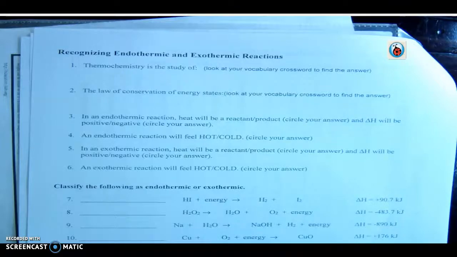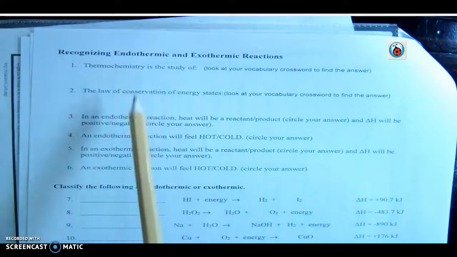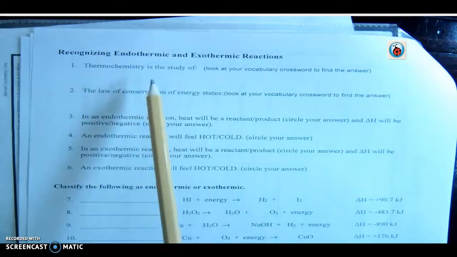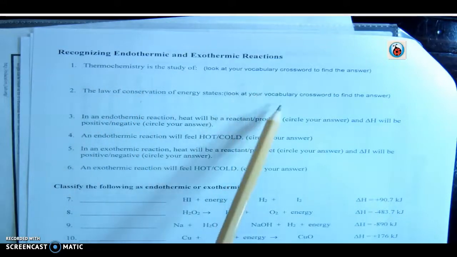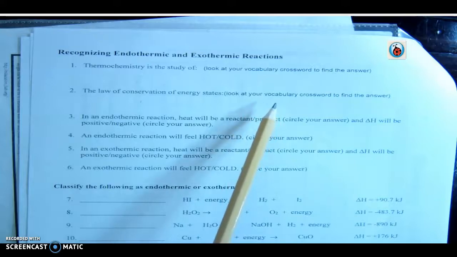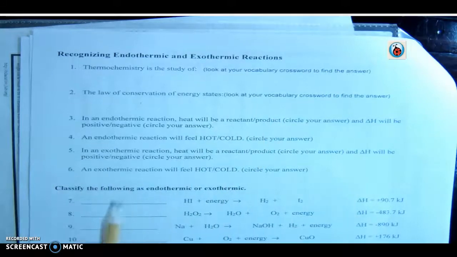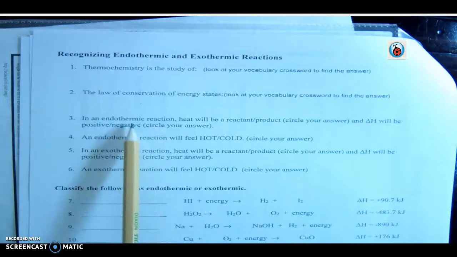Okay, recognizing endothermic and exothermic reactions. These first two right here, you already have the answers to these. They're in the vocabulary crossword puzzle that you did on the previous page. So go back and look at those. Let's start with number 3 though.